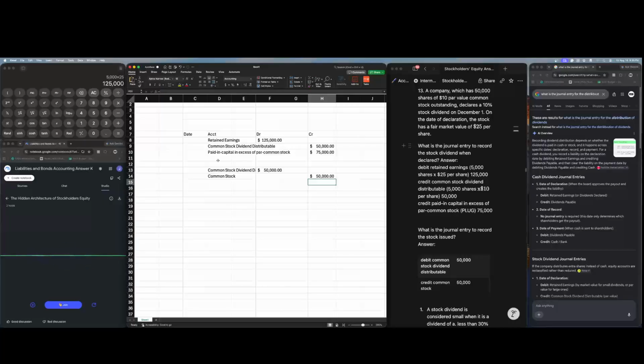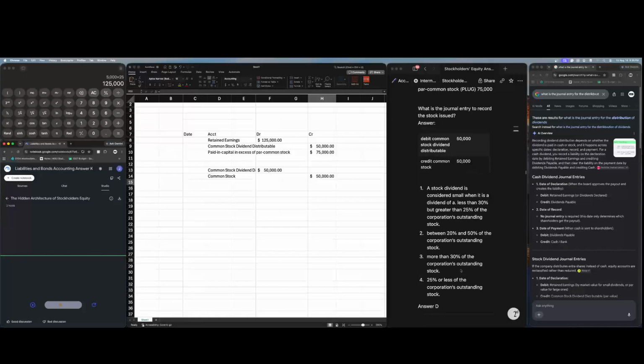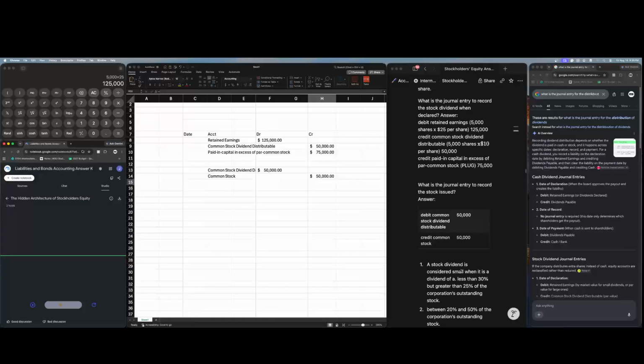So on the actual distribution day, we are really just moving par value into its permanent home. Spot on. That distinction is the bedrock of understanding why we treat these dividends as internal moves. Because nothing ever leaves the building, it all stays inside that stockholder's equity family. Precisely. We are just reclassifying where that value sits.